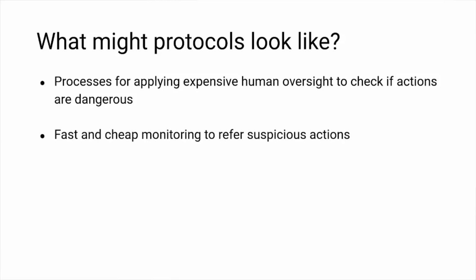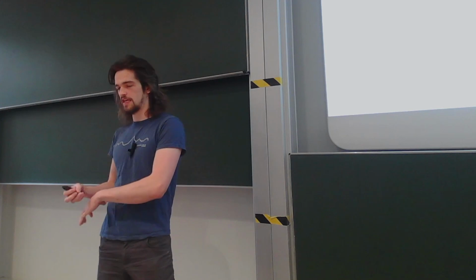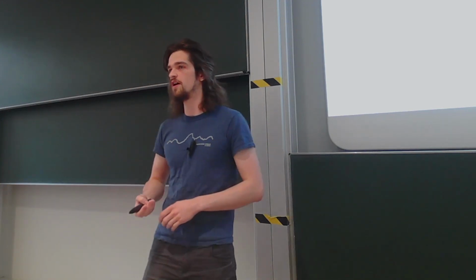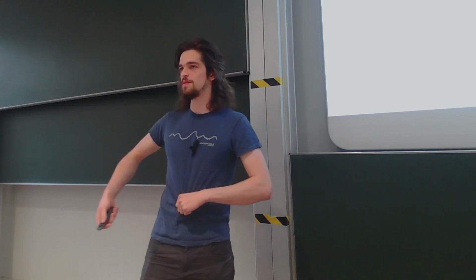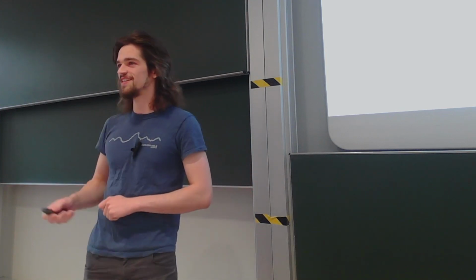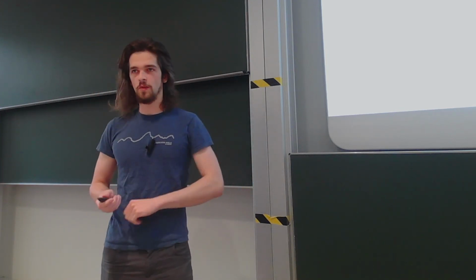We might also just have very fast and cheap monitoring in order to refer these suspicious actions. Maybe if the model is being egregious enough in the sorts of things it's doing, a much weaker model can just spot this and be like, oh, GPT-6 is just trying to exploit an SQL injection on this website. This is bad. It raises the flag, or maybe even stops that action going through.